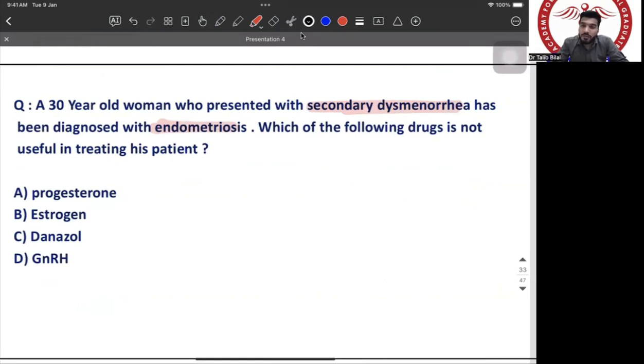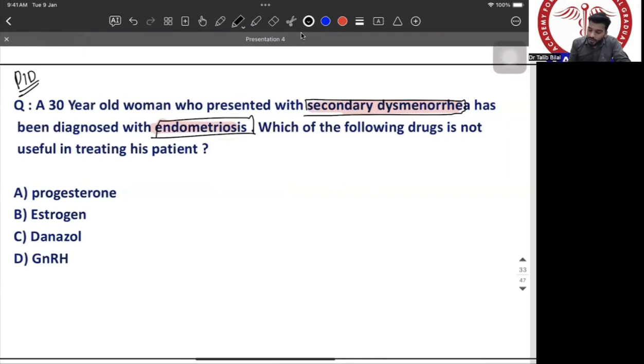And what is primary? Primary means when the patient will have a pain before the onset, like 30-40 minutes prior to the cycles, the patient will start a pain. That's going to be primary dysmenorrhea. And what is secondary dysmenorrhea? When the patient complains of a pain 3 to 4 days prior to the cycle. So remember that secondary dysmenorrhea is seen in endometriosis as well as PID. Classical two things where you can find secondary dysmenorrhea. That means the patient will have a pain 3 to 4 days prior to the cycle.